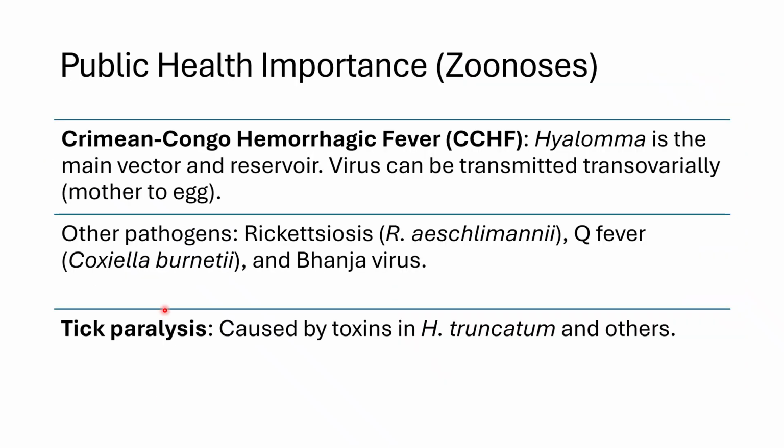Members of the genus Hyalomma contain species that are of public health importance. The Hyalomma is the main vector and reservoir for the Crimean-Congo hemorrhagic fever virus. The virus can be transmitted transovarially, or from mother to the egg. Other pathogens transmitted include Rickettsia slovaca, the causative agent of rickettsiosis, Coxiella burnetii for Q fever, and the Bhanja virus. The saliva of the tick contains toxins, particularly in H. truncatum, that can cause tick paralysis.